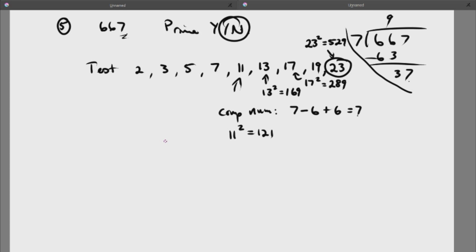Any questions on when to stop checking? When the square of the prime number is higher than the number you're testing, there is no way it'll be a yes. If you haven't found a yes by then, it's a prime number. It has no other divisors.